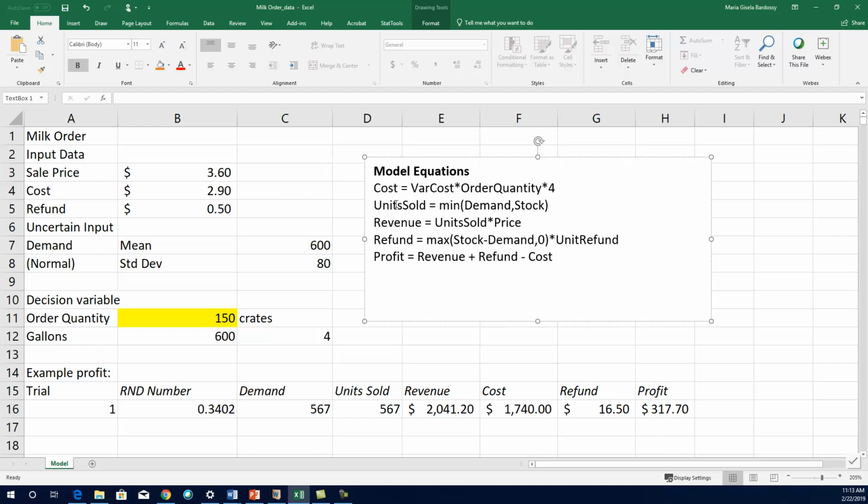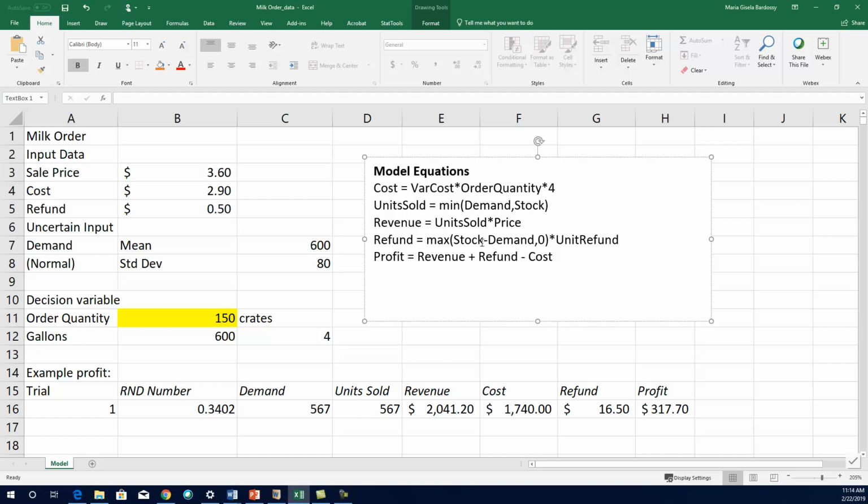Next, given that I have the units sold, I can calculate the revenue, and the revenue is just the units sold times the price. The other source of revenue that she has is a refund. So if she stocks more than what demand is, she gets a refund for those unsold units.